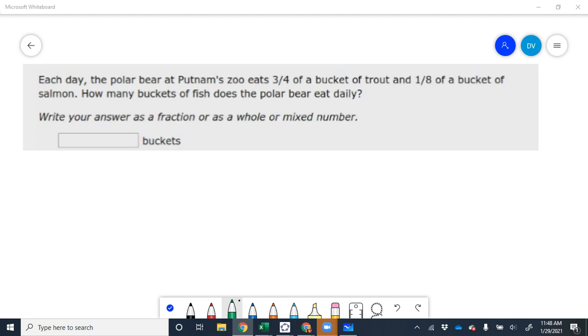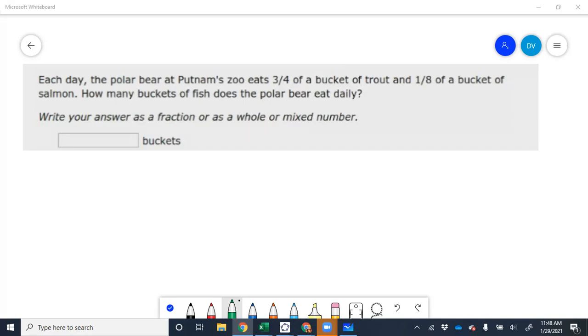This problem deals with fractions, and it says we're going to write our answer as either a fraction or as a whole number or a mixed number. It says each day the polar bear at Putnam Zoo eats 3/4 of a bucket of trout and 1/8 of a bucket of salmon. How many buckets of fish does the polar bear eat daily?